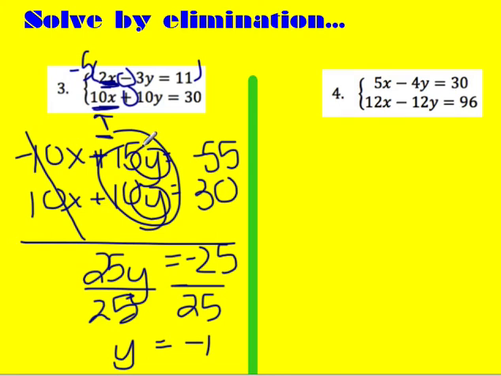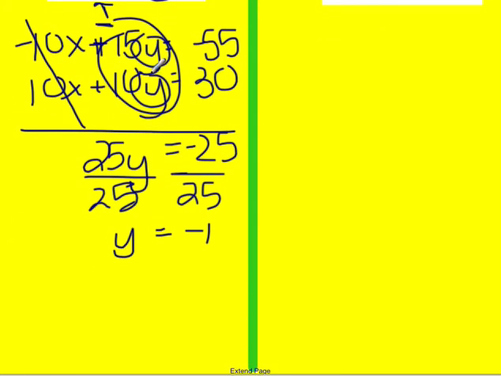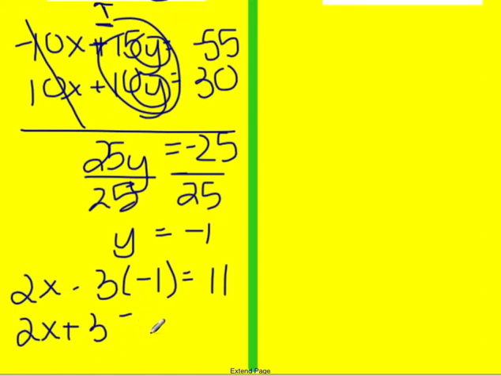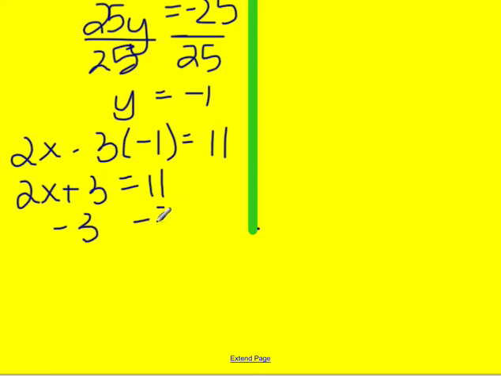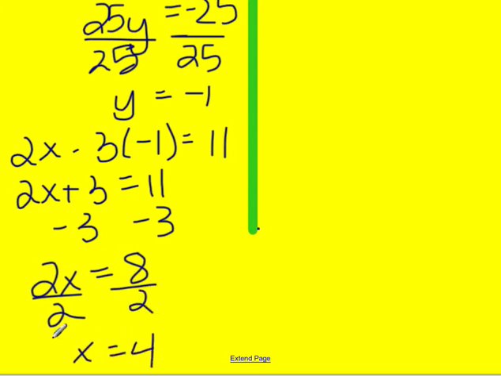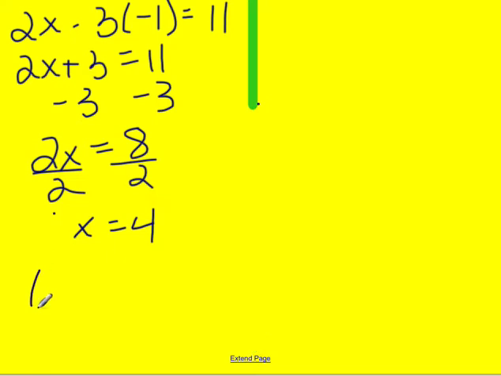So now I can plug that in for whatever y I want. I'm going to plug it into the original first equation. So I have 2x minus 3 times negative 1 is equal to 11. Negative 3 times negative 1 has become a positive 3, and that's equal to 11. So then we're going to subtract 3 from both sides, and I get 2x is equal to 8. Divide both sides by 2, and I get that x is equal to 4. So now I need to write my solution out as a point. First my x, and then my y.